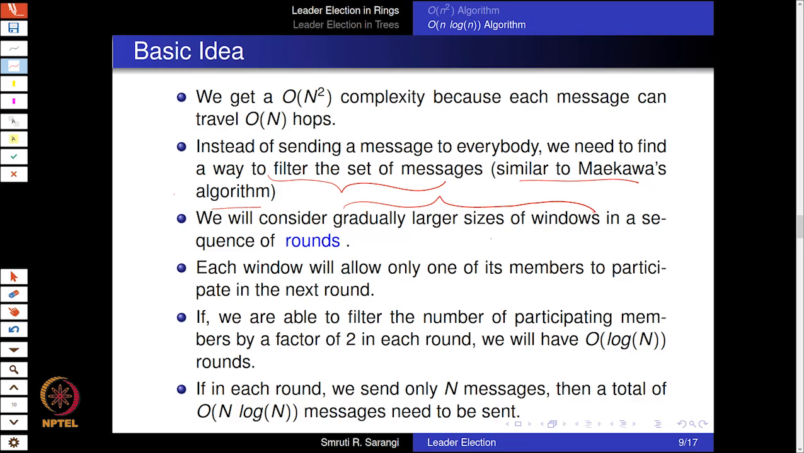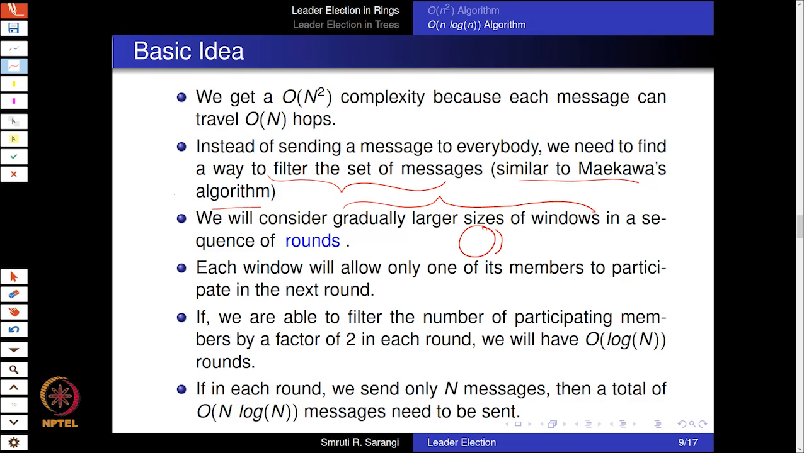If we consider a ring, we define a window like this. Only one of its members can participate in the next round, and these windows will gradually increase. We'll see how. But essentially, the idea is that we create these small communities of nodes, and every community elects its own leader, and then these leaders participate, and again they form a community. So recursively, our idea is to somehow reduce the number of messages by creating communities, then a leader of a community, elect the leader of leaders, and so on.